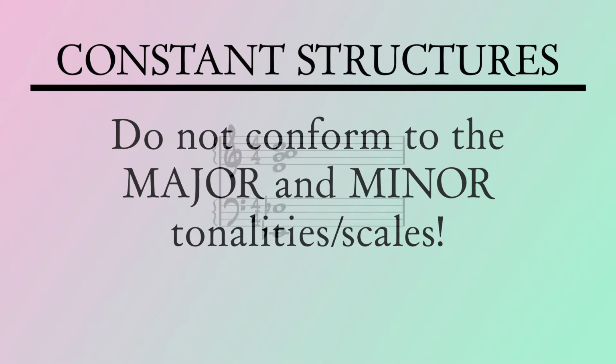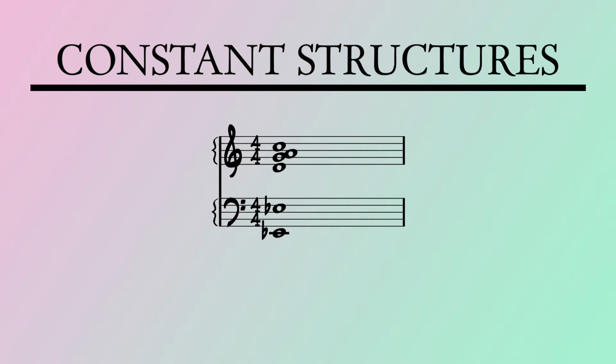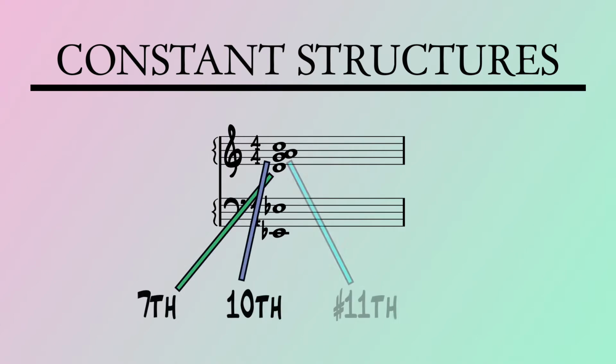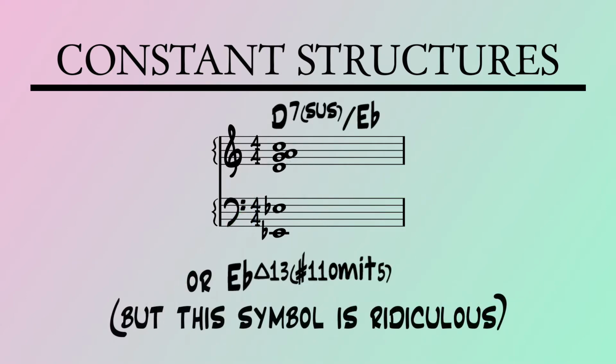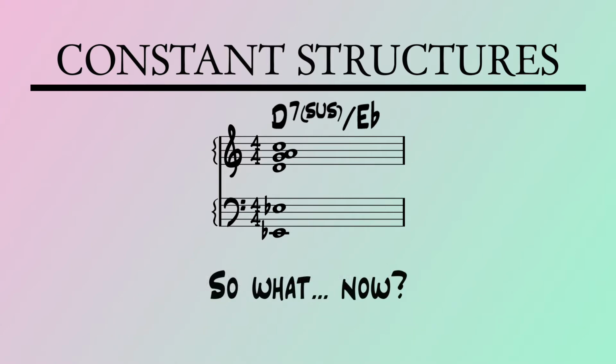For instance, let's consider this harmonic structure. In relation to the bass note, we have a major 7th, major 10th or 3rd, augmented 11th or 4th, and major 13th or 6th. I would probably label this chord as a sort of D7 sus over E flat, but labeling a pitch set isn't really the point right now. Alright, so now we have this intervallic structure. No matter where I lead the root progression, I will leave this structure fully intact.